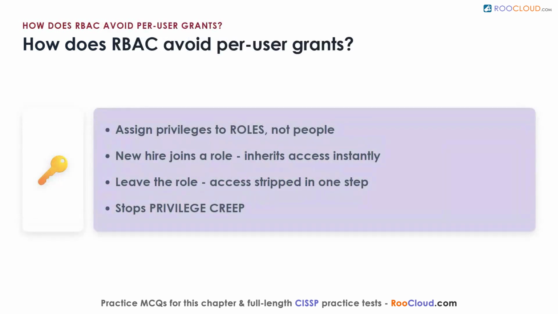Now the role-based model. How does role-based access control avoid the mess of per-user grants? By assigning privileges to roles instead of people. You define a role by job function, attach the right privileges once, then drop user accounts into it. Back at our credit union, you create a loan officer's role, and every new hire simply joins it and instantly inherits the correct access. Move someone to a new department, and you pull them from the role in one step, cleanly stripping those privileges. This is what stops privilege creep, the slow pile-up of access people accumulate but never lose.